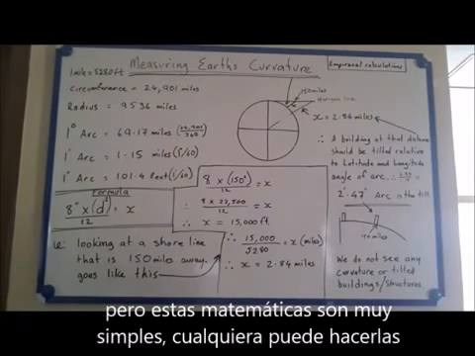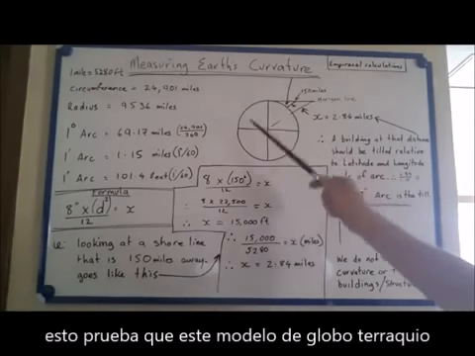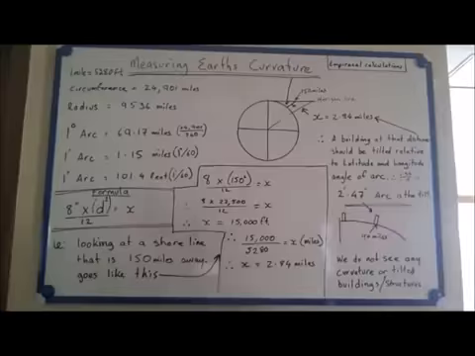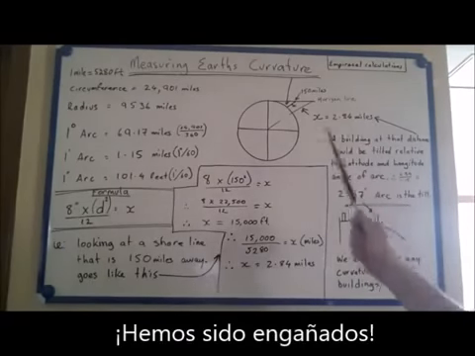But this mathematics is very, very simple. Anyone can do it. Nothing difficult about it whatsoever. This is proving that this globe Earth is not a globe. It is not a ball. It is flat. The Earth is flat, people. We have been lied to.